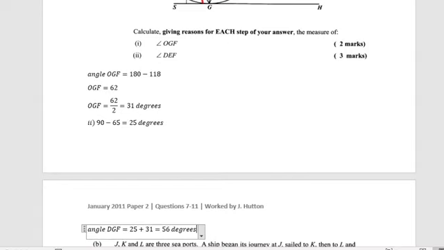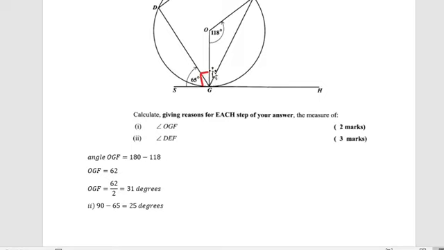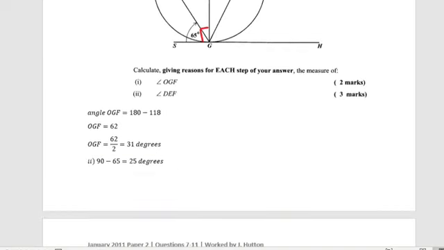So this entire angle here is equal to 56 degrees. Now we're looking at angle DEF, which they required us to calculate. All we need to do is subtract 56 from 180 degrees and we get 124, because the opposite angles of a cyclic quadrilateral DFG are supplementary. And that is the reason for doing that right there.